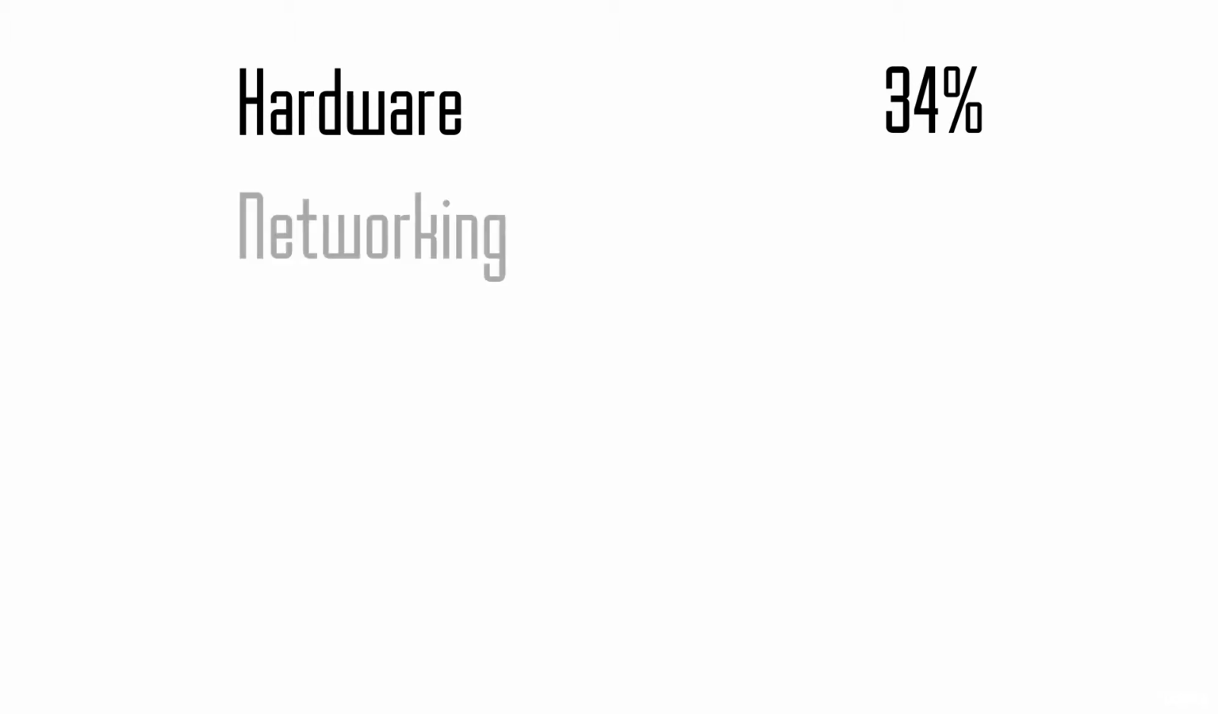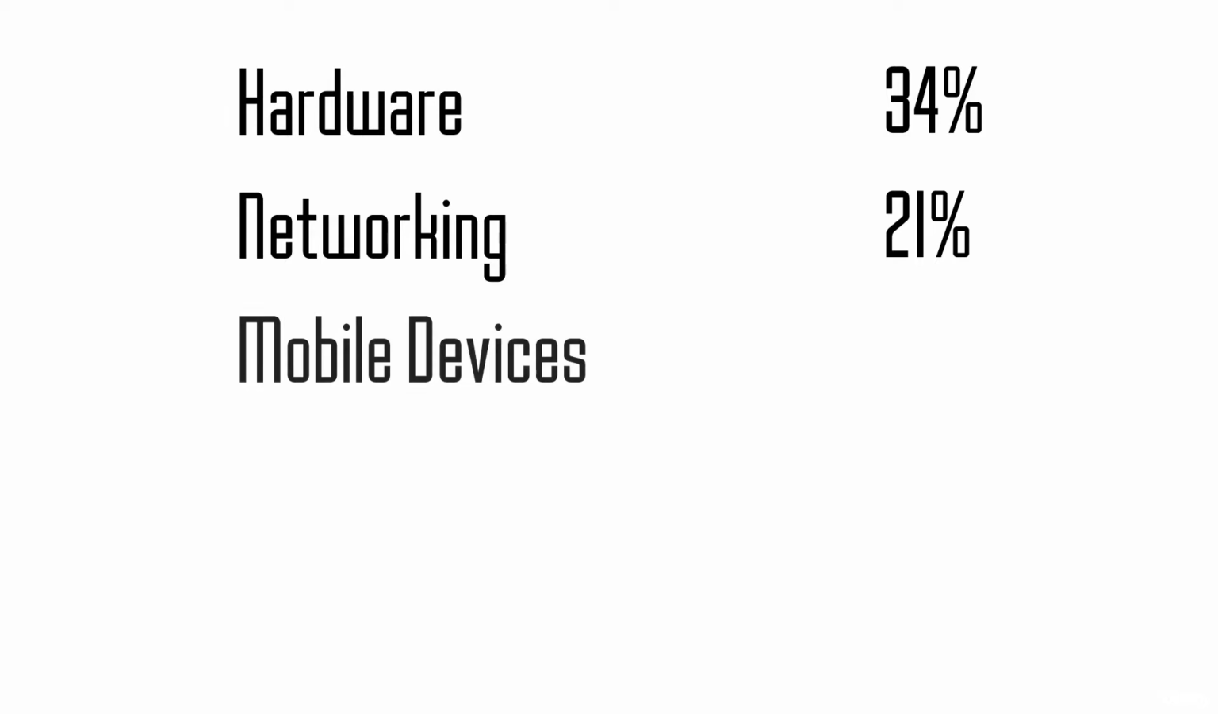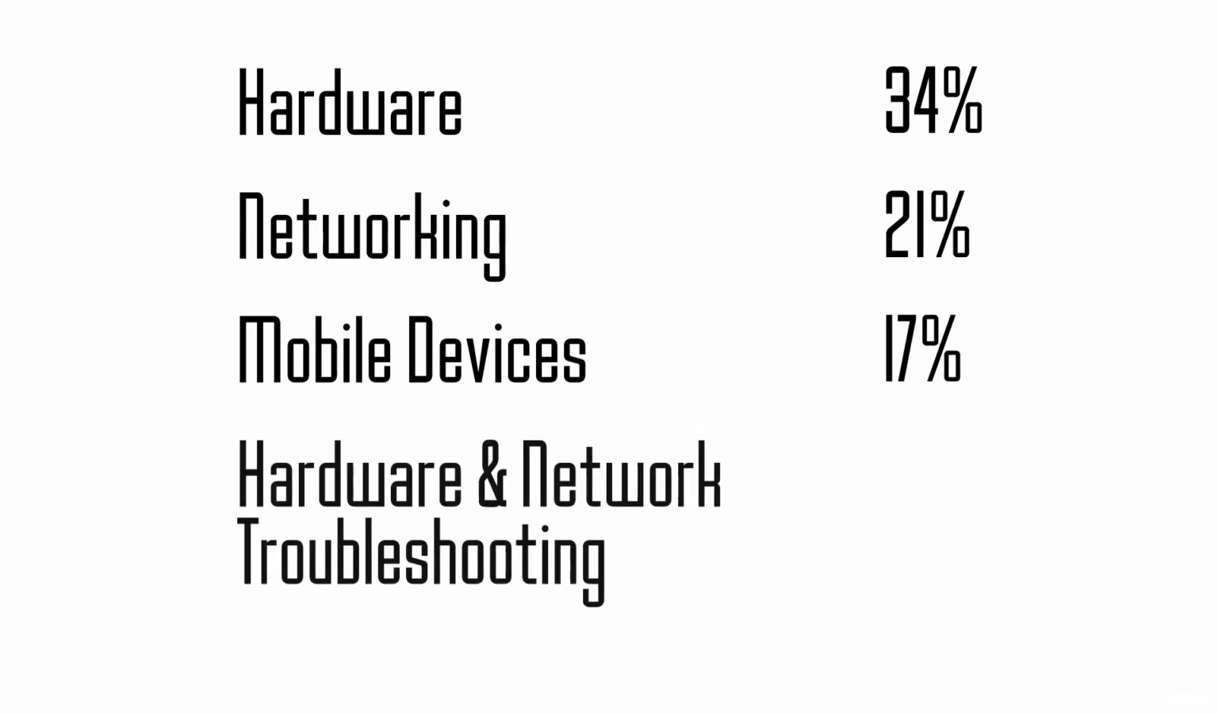So the best way to understand 220-901 is to understand the 4 objectives that are covered on that exam. They are in order. Number 1 is hardware. Hardware is 34% of the exam. Number 2 is networking at 21% of the exam. Number 3 is mobile devices at 17% of the exam. And number 4, hardware and network troubleshooting, which is 28% of the exam.